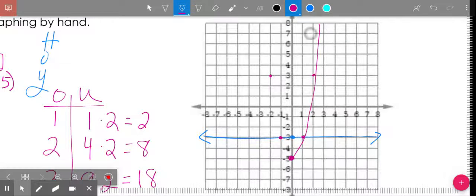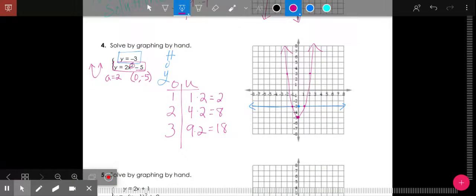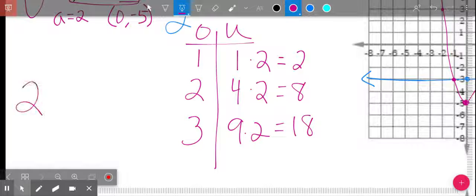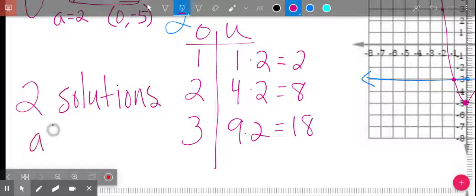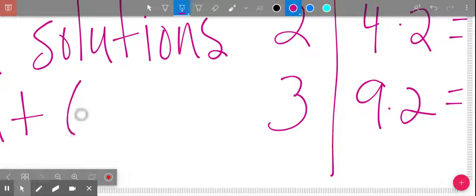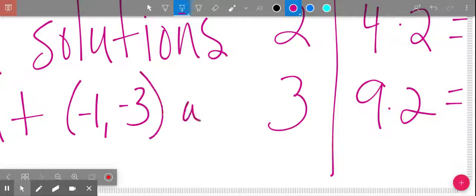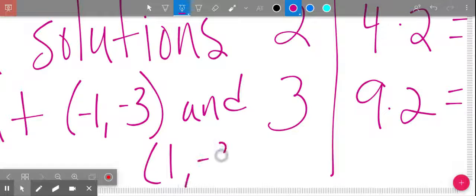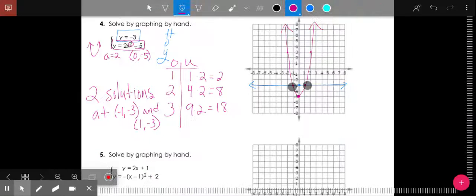Connect. All right, so we have 2 solutions here. Let's look to find where they are. One was right there at (-1, -3), and then (+1, -3). So (-1, -3) and (+1, -3).